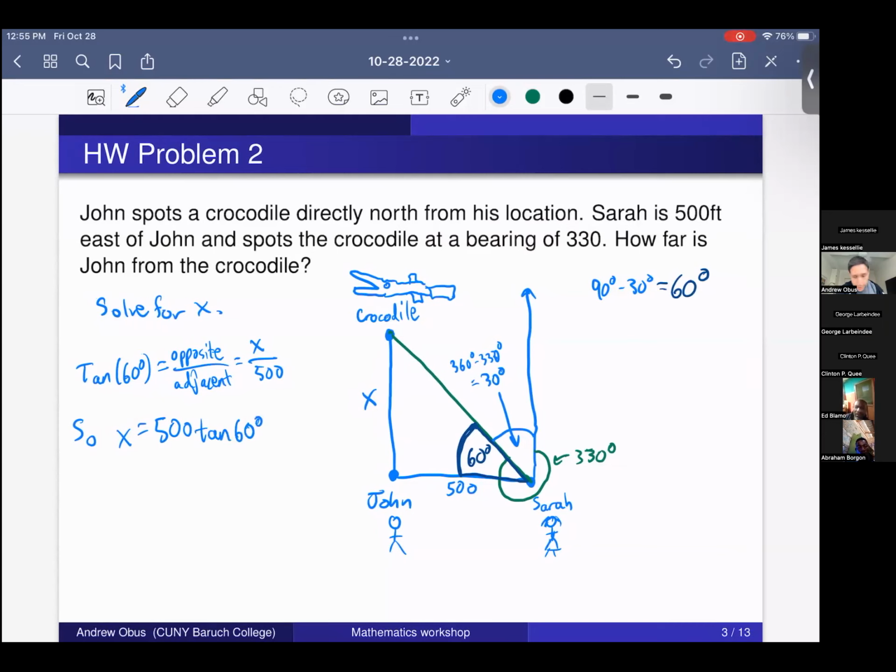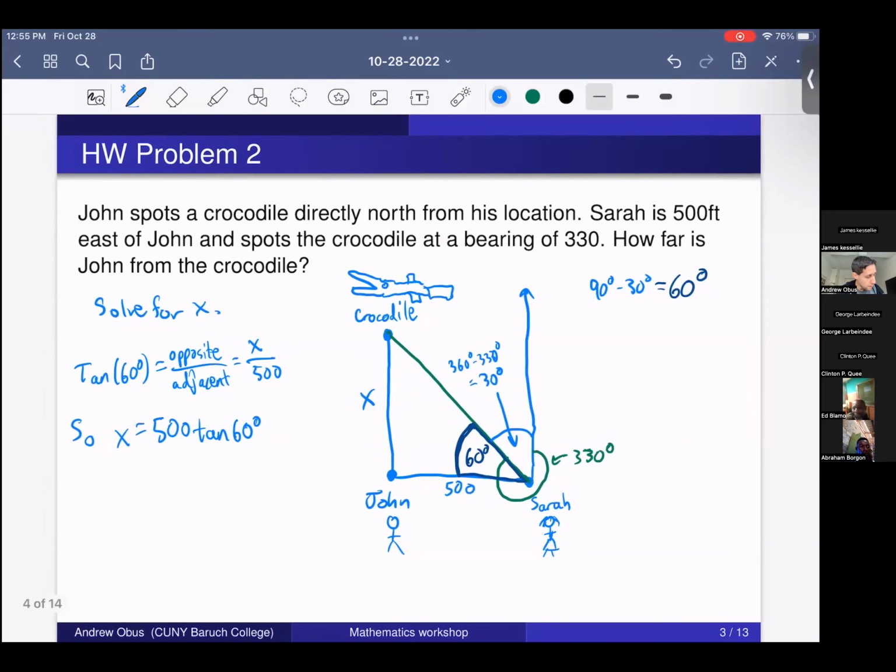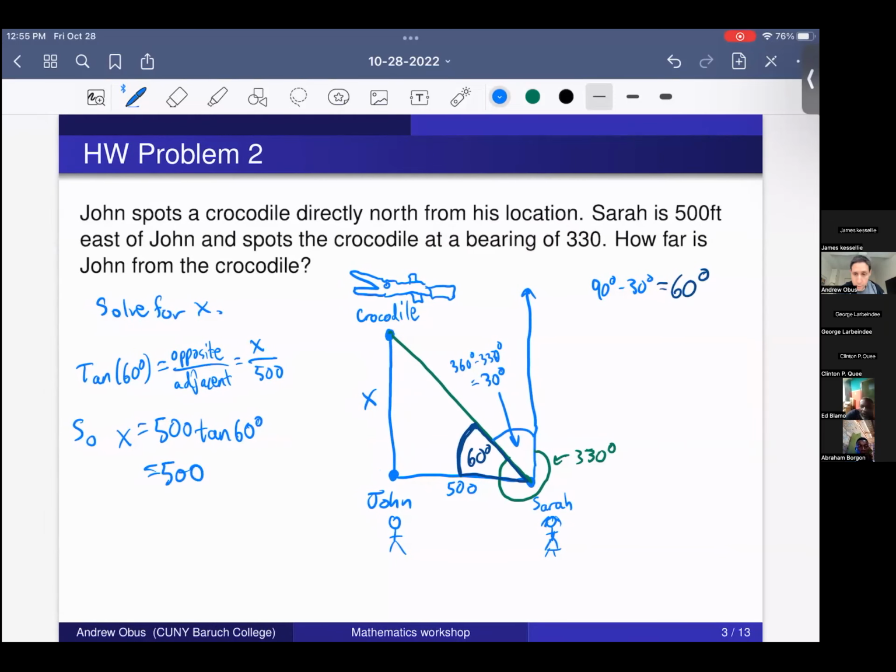Does anybody know what tangent of 60 degrees is? Tangent of 60 degrees is one of these that's good to memorize. So 30 degrees, 45 degrees, 60 degrees, these are all facts that are good to memorize. Tangent of 60 degrees is the square root of 3. It's a value that shows up a lot. So this turns out to be 500 times square root of 3. Since that's an exact answer, we can just leave it as it is. So x in this case is going to be 500 times square root of 3. That's how far John is from the crocodile.